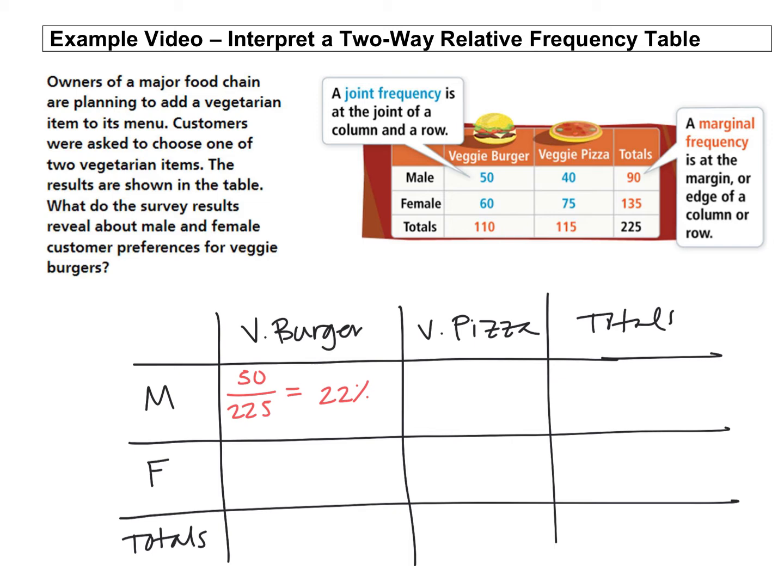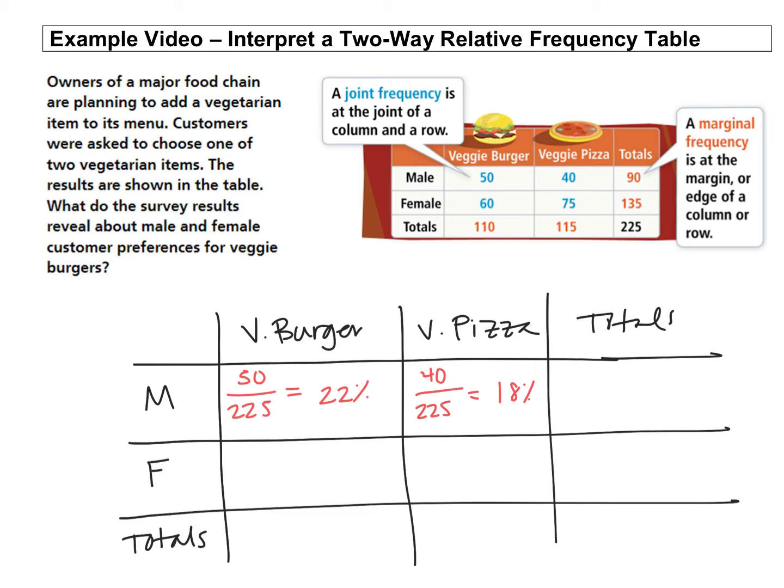So how many males chose vegetarian pizzas? Well, there were 40 males that chose vegetarian pizzas. But how does that relate to the total? It's 40 out of 225 people. That gives us 18%. So 18% of everybody were males and chose the vegetarian pizza.